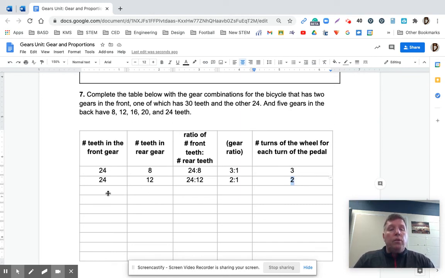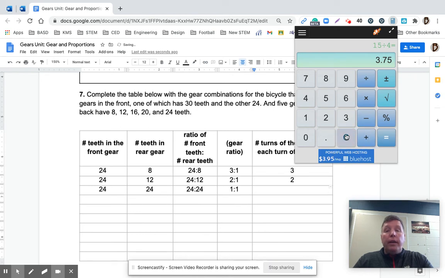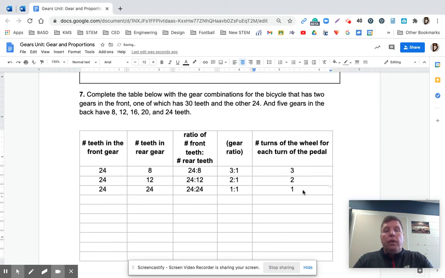Let's do a different one here. Let's go 24 and 24, because that's one of my other potential combinations. 24 and 24, reduced to my simplest terms, the highest common denominator is 24. So 1 to 1. 1 divided by 1 is, you guessed it, 1. So that means this and this are in line. So every time I do 1 pump of the pedal, it's going to turn my wheel once. If I do this 33 times, I'm going to get 33 rotations out of here.